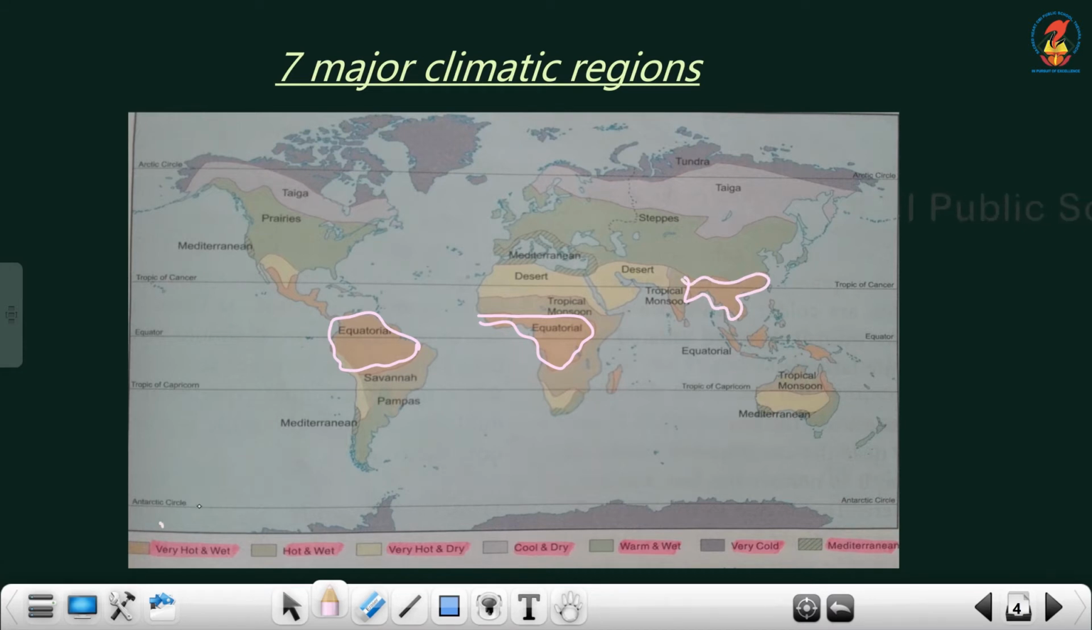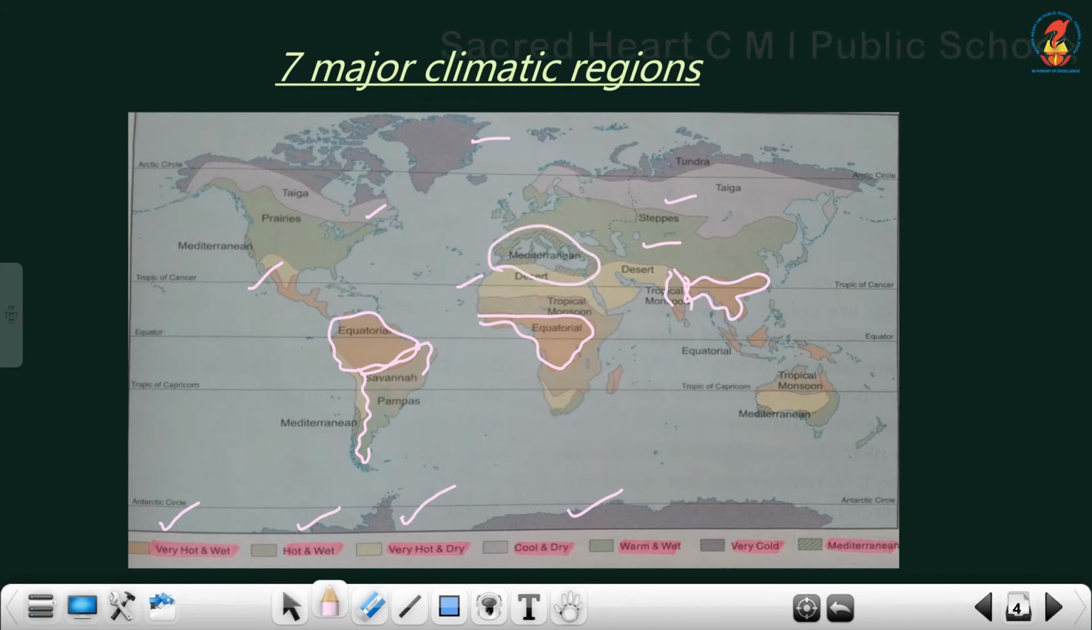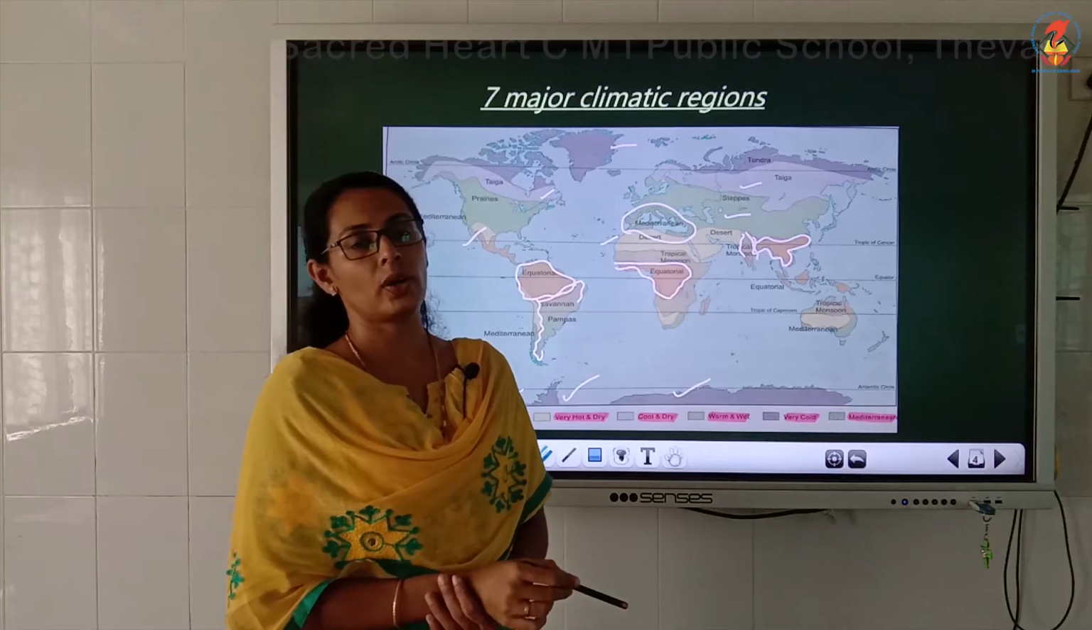Then another important one is the hot and wet climate, that is here. Again hot and wet is also here. Then the next one, very hot and dry area. Very hot and dry areas are also here. Now cool and dry, these are cool and dry areas. Then very warm and wet area. Now very cold, that is almost all the Arctic areas. Then the last one, Mediterranean, that is this. The area around the Mediterranean Sea is known as the Mediterranean.